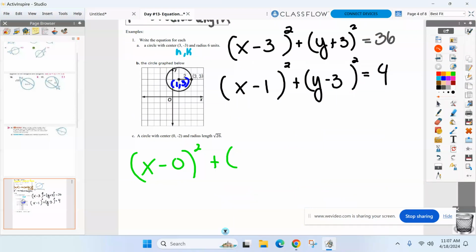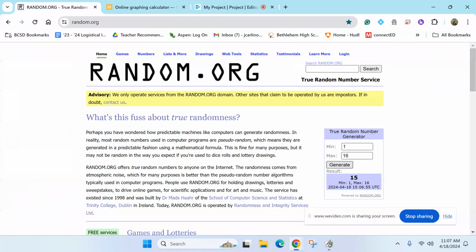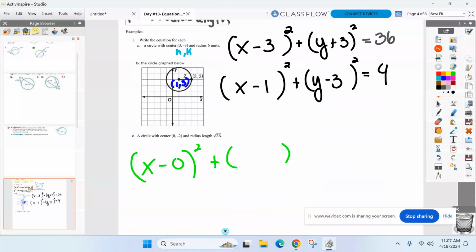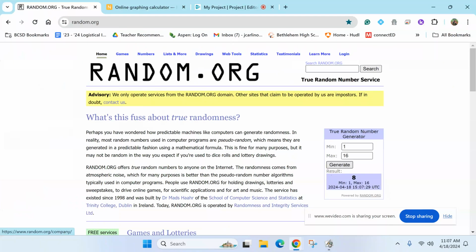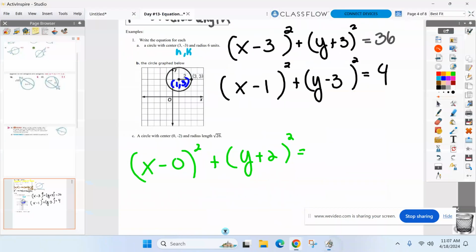Plus, what's going to go into the next parenthesis with the y's? y plus 2, squared. There you go. All right, what goes here now? It's not the square root of 26. It's the radius squared. So calculate it if you have to. What goes there, Josh? 26. Yes. You square radical 26, the radical disappears and you get 26.